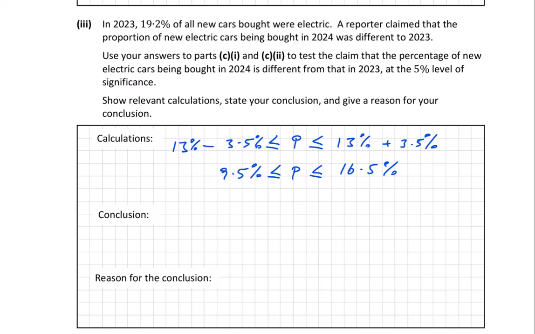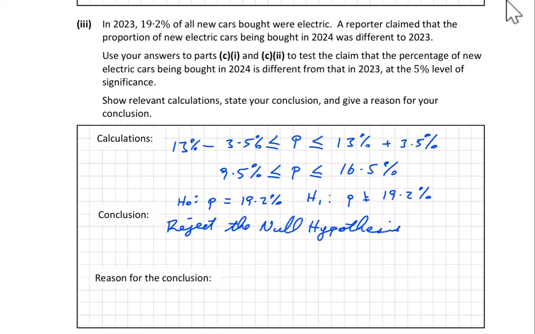Now the conclusion is, if we take the null hypothesis as being that the population proportion is 19.2%, and the alternative hypothesis then is that the population proportion is not 19.2%. The conclusion then is that we would reject the null hypothesis and conclude that the percentage of new electric cars being bought in 2024 is different from that in 2023.